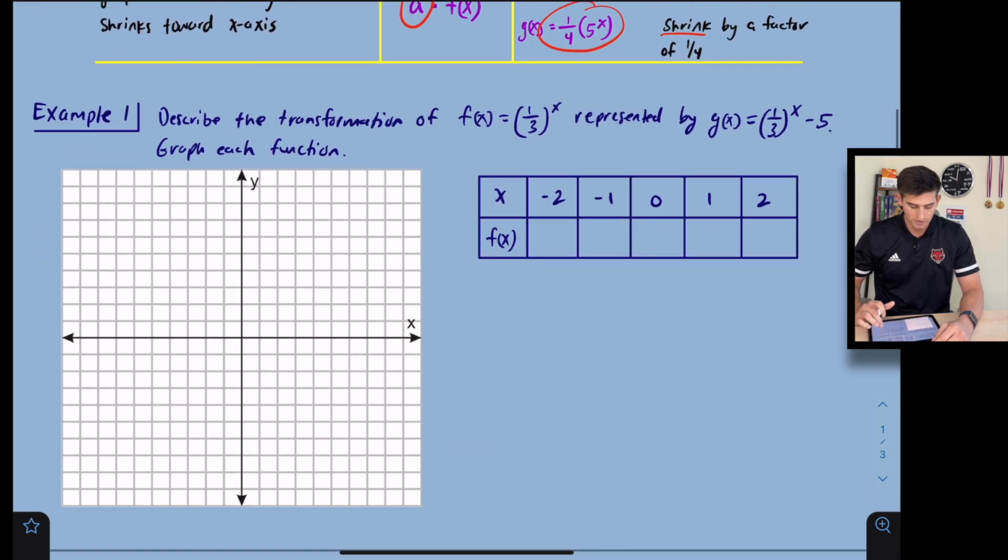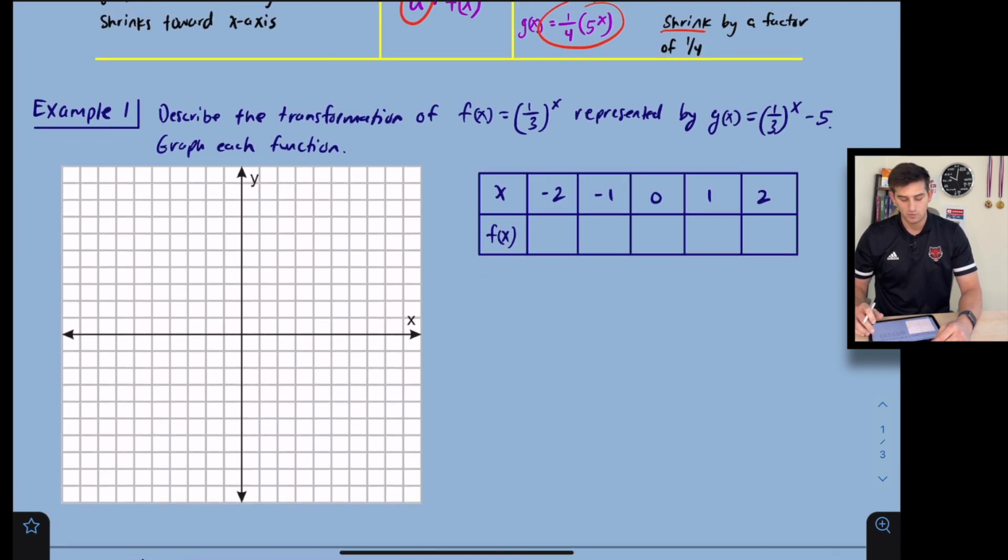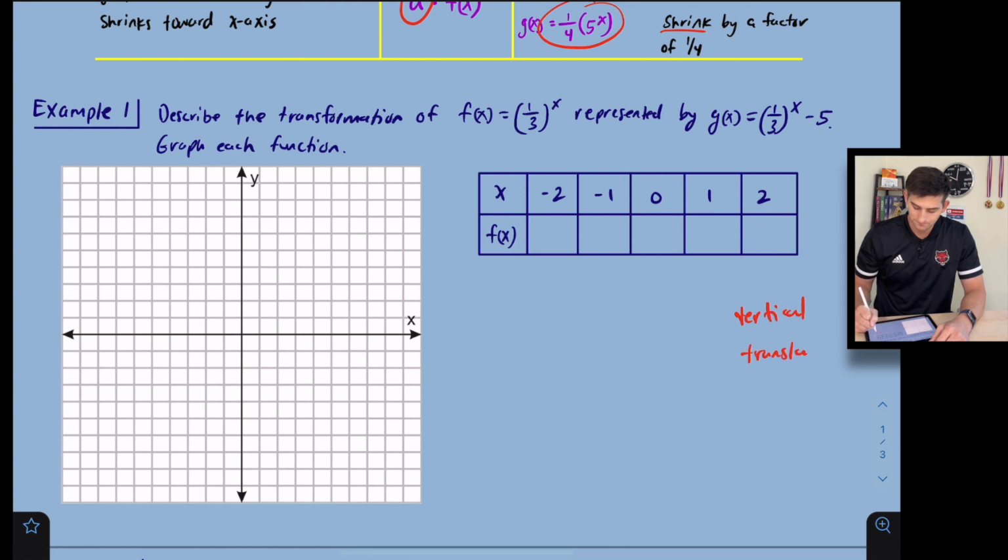Okay, so we're going to look at 3 examples here today, 3 a little bit different types of examples. And we're going to start off with example number 1. It says, describe the transformation of f of x equals 1/3 to the x, represented by g of x equals 1/3 to the x minus 5. Notice how I paused a little bit there because it's not to the x minus 5 power. This minus 5 is not up here with the x like that. It is large. It is the same size as my base. So I know it's going to be a vertical translation down 5 units. Okay, so that's what's happening.